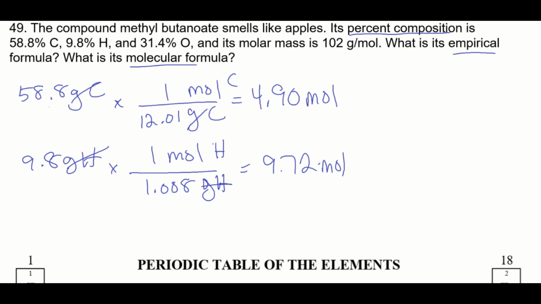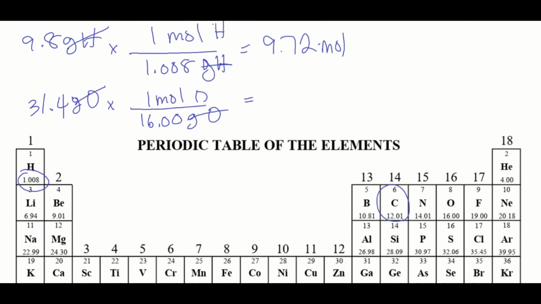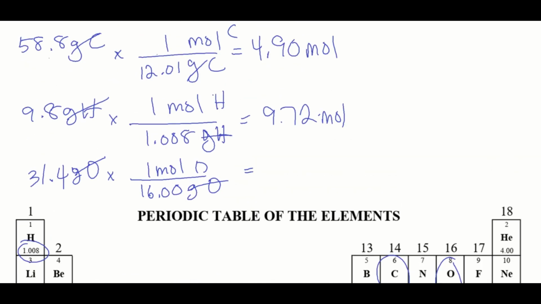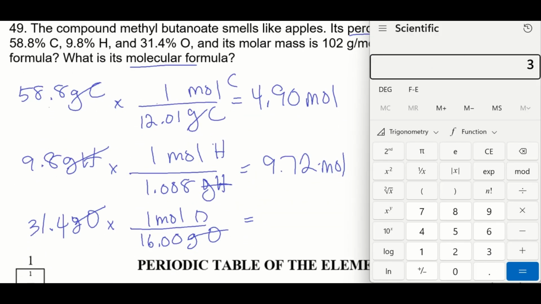And finally, for the oxygen component, if we had a 100 gram sample of this compound, 31.4 grams of it would be oxygen. So let's convert that over to moles. Oxygen has a molar mass of 16 grams per mole. Again, that's from the periodic table. 31.4 divided by 16, 1.96.